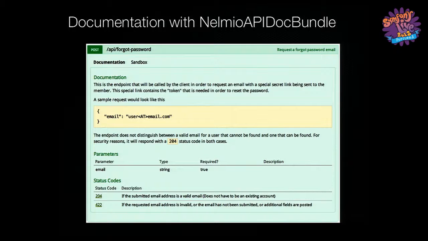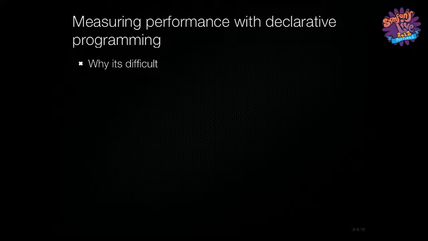So next I want to talk a little bit about performance and how to measure performance, because that should be important to anyone, but especially if you deal with large traffic spikes, measuring performance is of utmost importance. And one thing I want to talk about a little bit is, why is measuring performance so difficult when you deal with declarative programming?